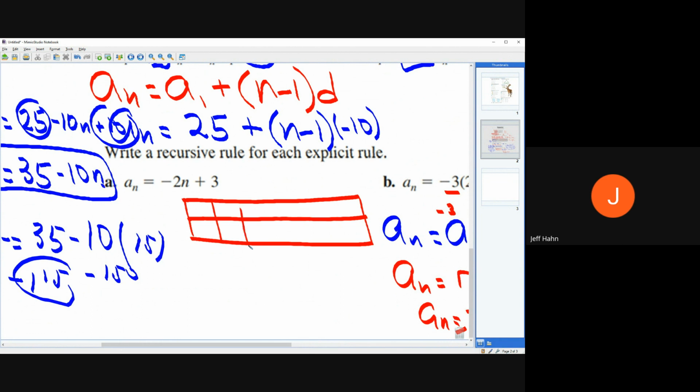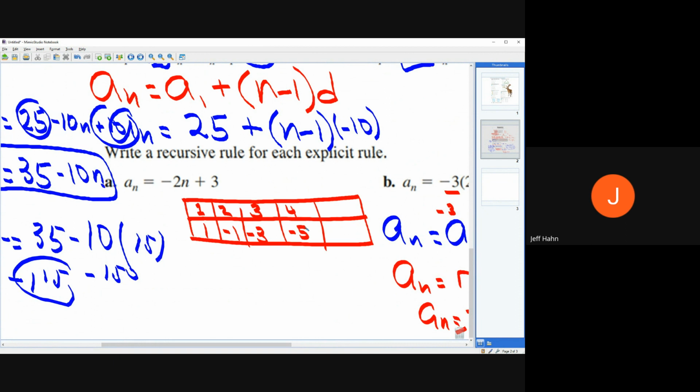And what does this table look like? Well, the first term would be what? If I put 1 in for n, -2 times 1 is -2, plus 3, 1. If I put 2 in for n, -2 times 2 is -4, plus 3, -1. If I put 3 in for that, I get -6 + 3, -3. If I put 4 in for that, I get -8 + 3, which is -5.